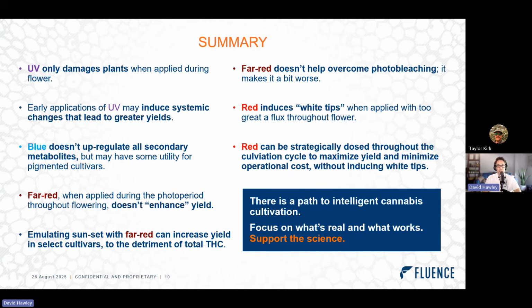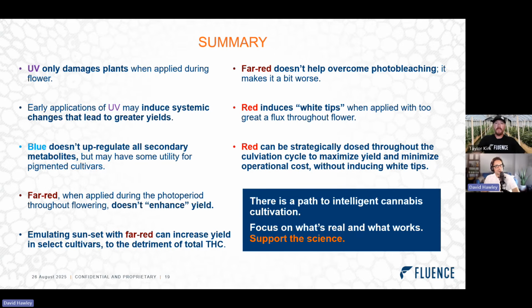Red photons induce white tips or photo bleaching when applied with too great of a flux during flower, particularly at times of development when the plant is most sensitive to it. And finally, the big takeaway and Fluence's position on dynamic lighting these days is that red can be strategically dosed throughout the cultivation cycle to maximize yield and minimize operational cost, thereby maximizing your bottom line.